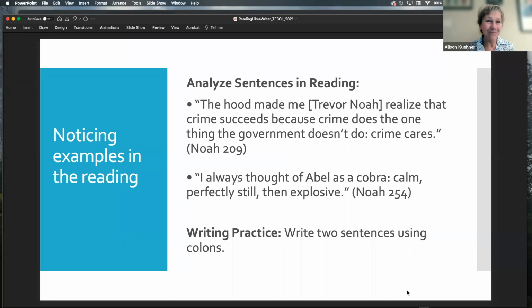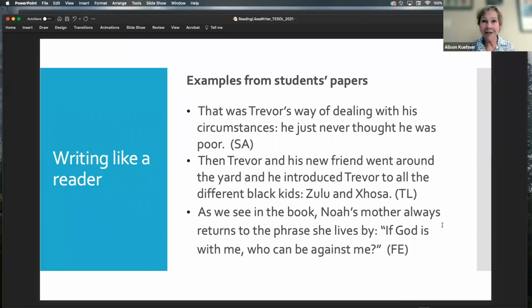Students love it. It's a great book. Noah's a really funny guy, but he also has a serious message. And in here, for instance, we're paying attention to the colons. Colons are things that students don't always use, but can be very useful, particularly for introducing quotes. And so we would look at cases where Noah uses colons, and then I would ask students to use colons.